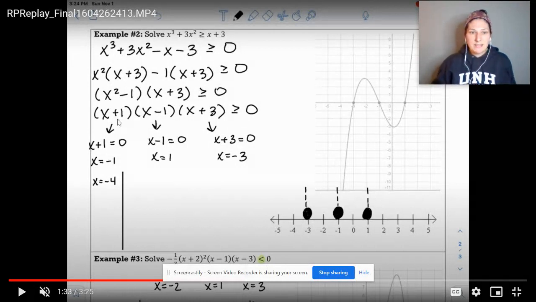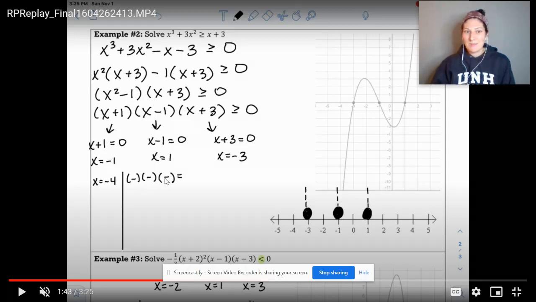Now, I like to plug it into the factored form. So when I plug -4 in, I'm plugging it into where you see my cursor hovering. And again, I don't care about the value. I just care about the sign. Is it going to give me a positive or negative number when I plug it into that factor? If I plug -4 in, -4 plus 3 is going to give me a negative. -4 minus 1 is another negative, and -4 plus 3 will also give me another negative number.